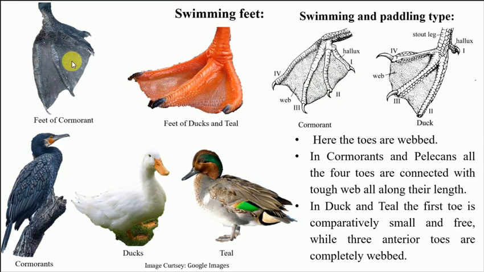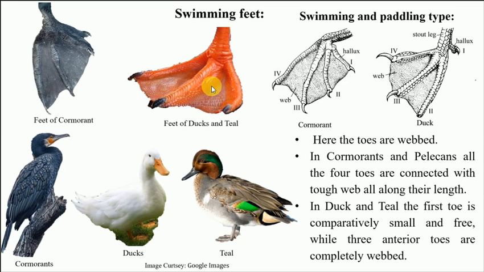So here you can see the feet of the cormorant. So these are the four digits. So this one is a hallux, then digit number second, third and fourth. So all these toes are interconnected with the help of the fleshy webs.